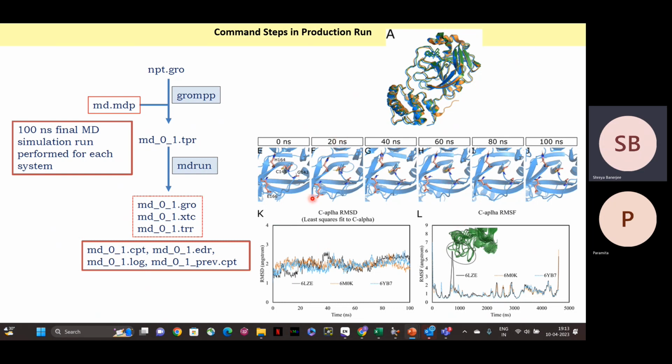There are many different properties of the system that can be calculated from this molecular dynamics simulation, which we'll study later. In the next few slides, we'll study the RMSD and the RMSF, which are different properties that can be calculated from the molecular dynamics simulations.